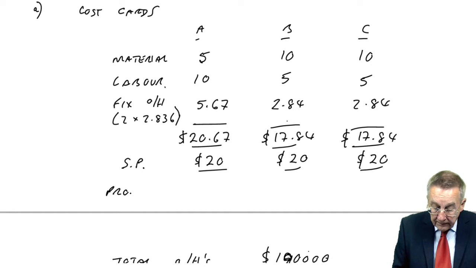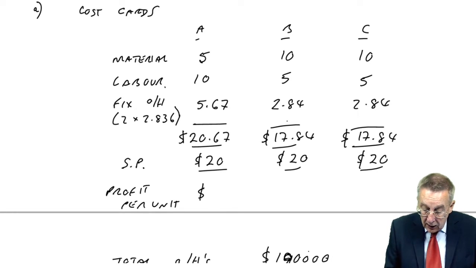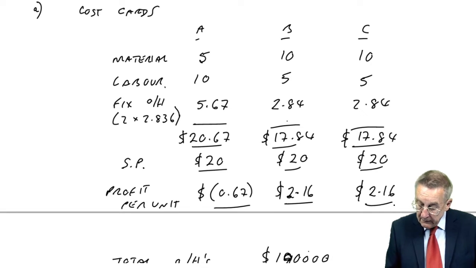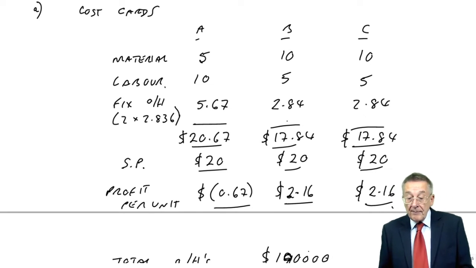And therefore, the profit per unit: product A, we're actually reporting a loss of 67 cents. Product B and C, a profit of, I think it's $2.16. And there we are. Nice and straightforward.